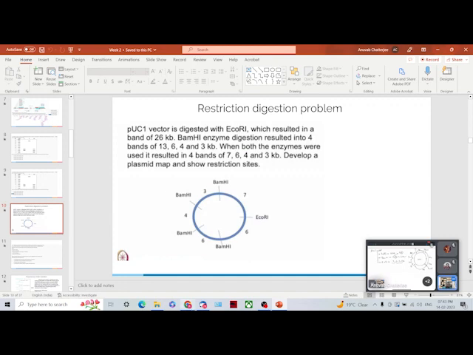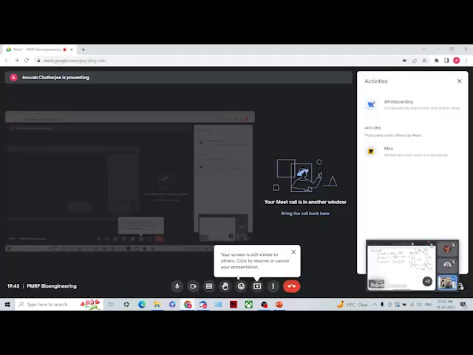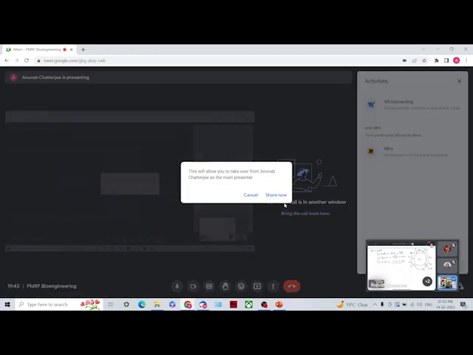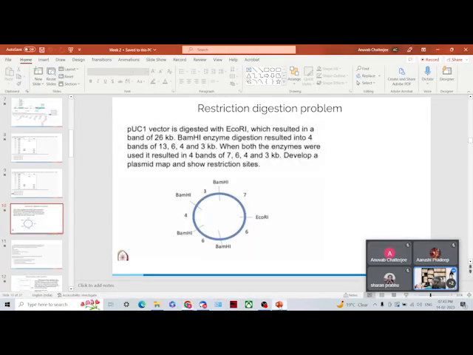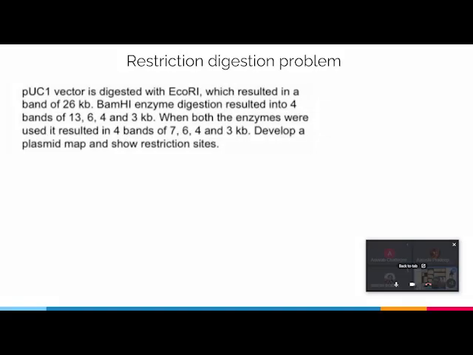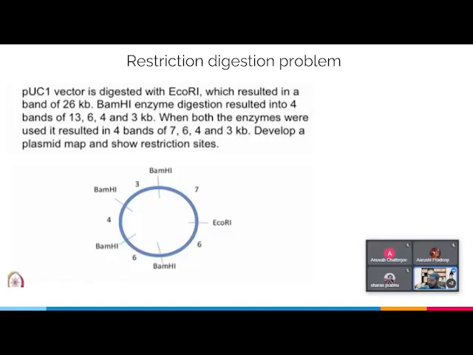So that is what we have here, that the EcoRI site is present in the 13 kb fragment between two BamHI sites. So this is our 7 and this is our 6 that we just drew. So this is what the plasmid map will look like.